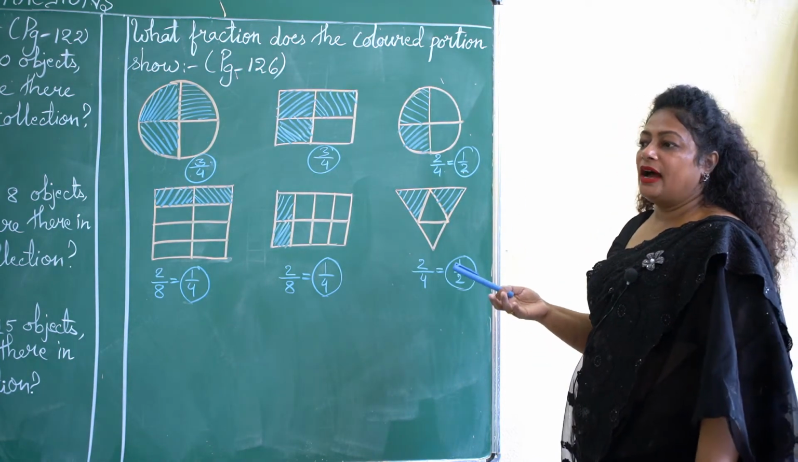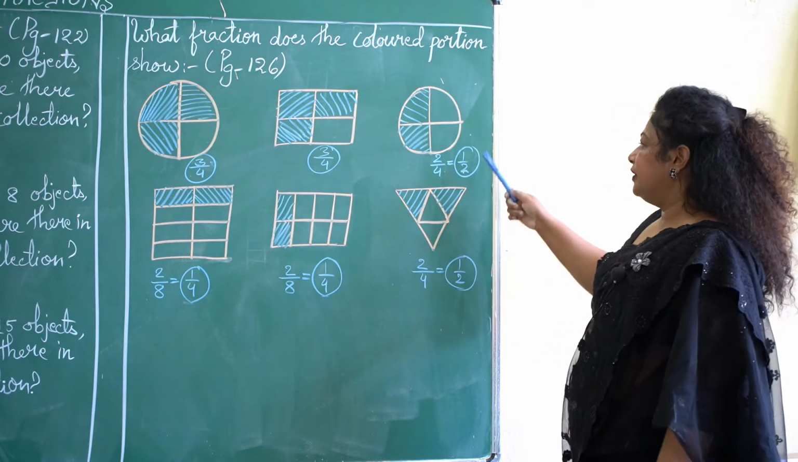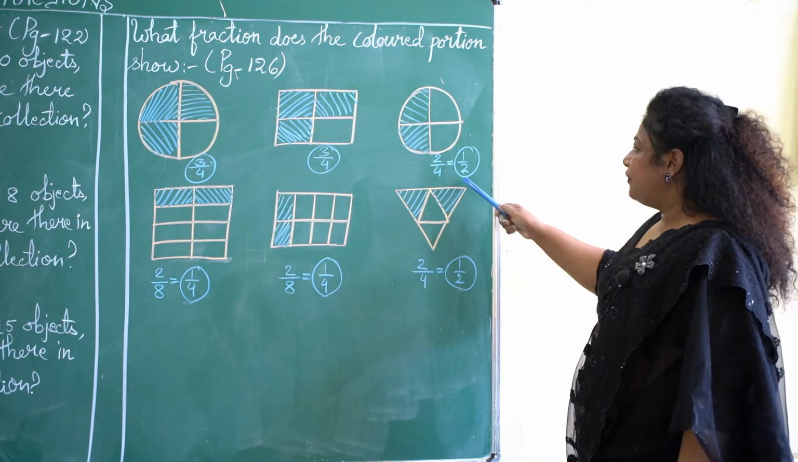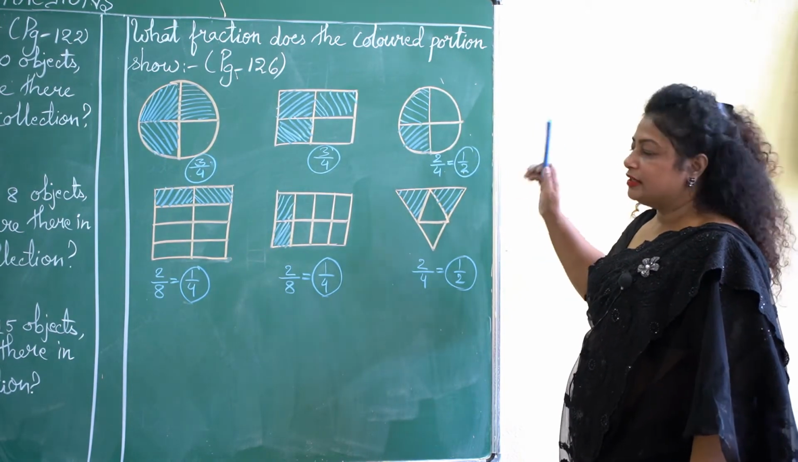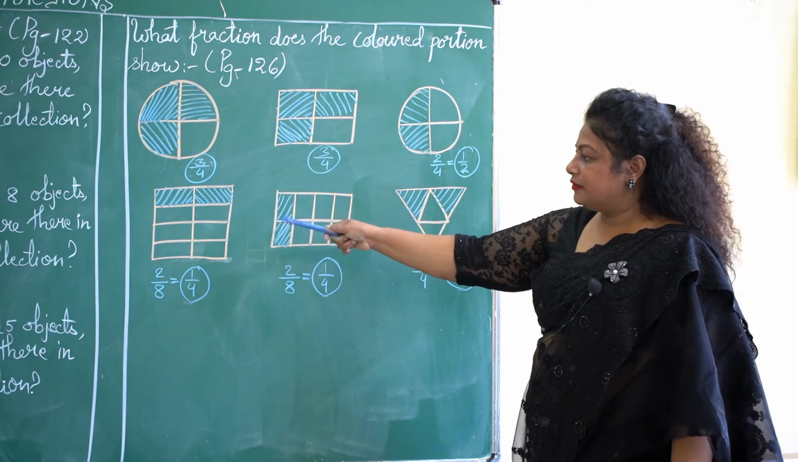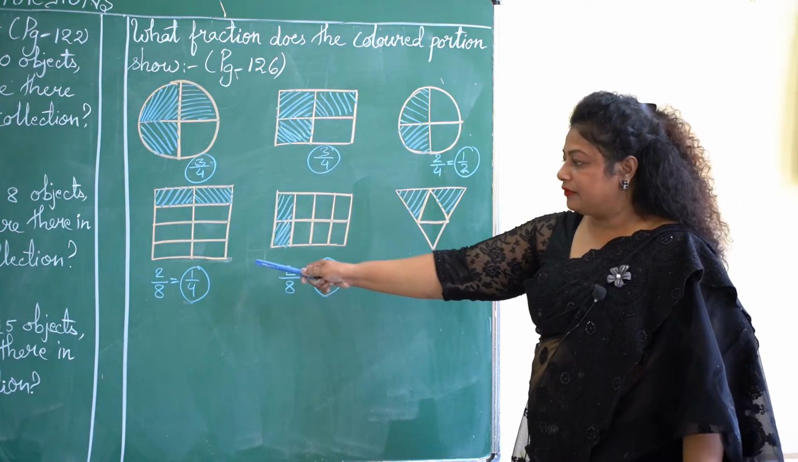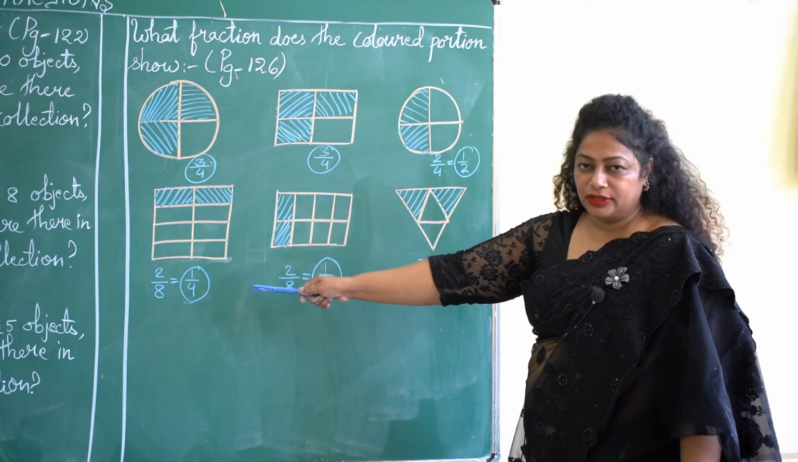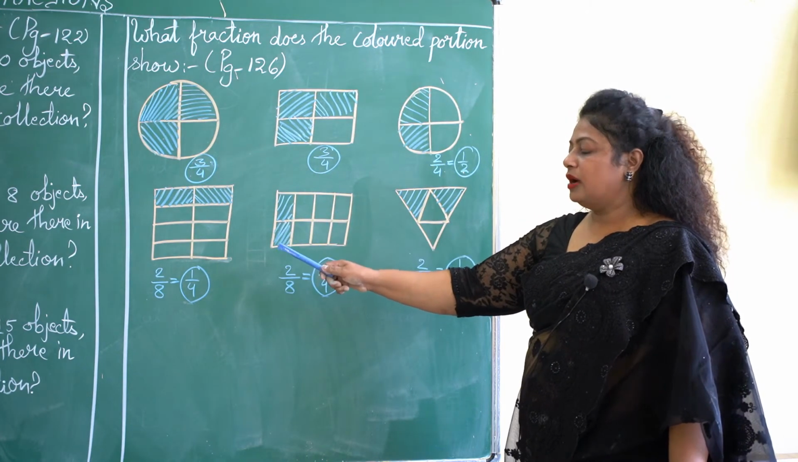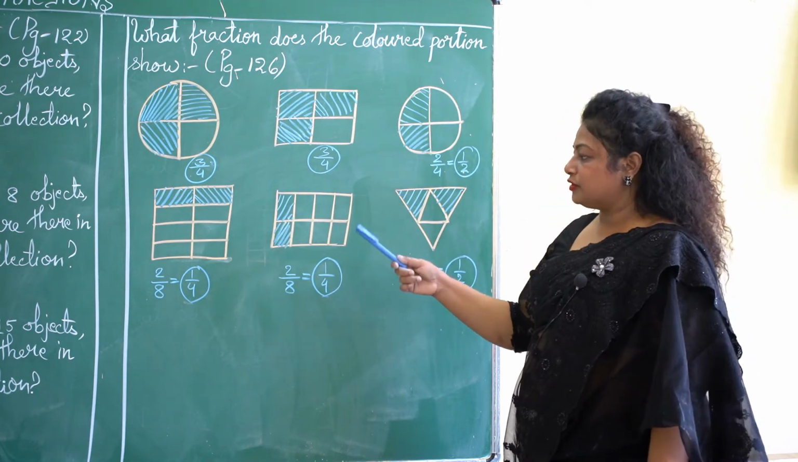We will make the answer easier. We have solved it and find that 2 1s are 2, 2 2s are 4. The final fraction we got is 1 by 2. Again, let's move to the next figure. Next figure, it is divided into 8 equal parts. So I have written 8 below the line. So out of 8, 2 parts are shaded. So I have written 2 above the line. So the fraction we got is 2 by 8.